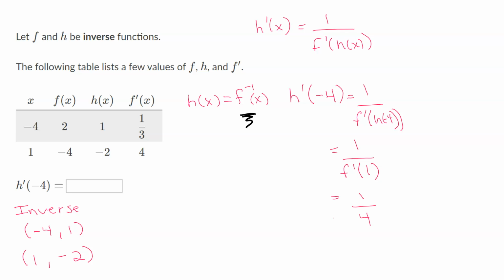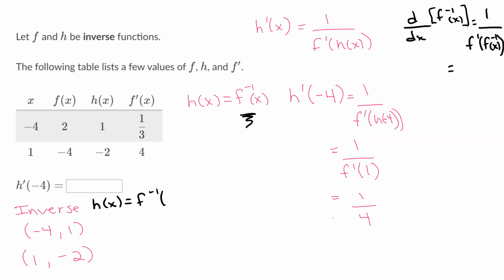If we were to do that in our other notation, which uses f inverse, it would be the same exact math. It would just look different along the way. So 1 over, this one would be f prime of f -1 of x. Same process, right? Because this h here for my inverse, the other name for it is f -1 of x.